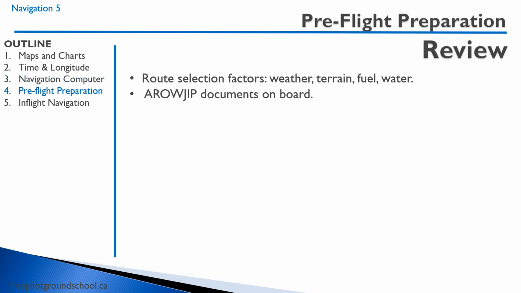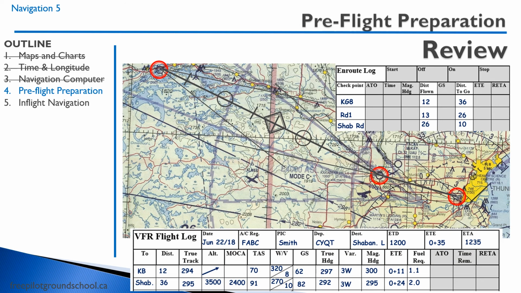Just a quick review, the route selection factors: weather, terrain, fuel, and water. We have to have the AeroJIP documents on board. And then the rest of this lesson, I can't really review very well because, well, it just requires a lot of practice. But here you go for your review, some things that you need to think about.